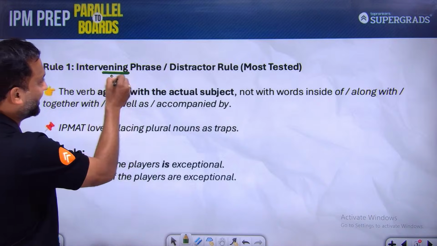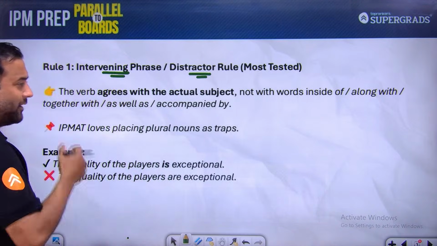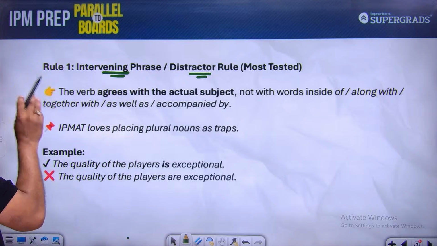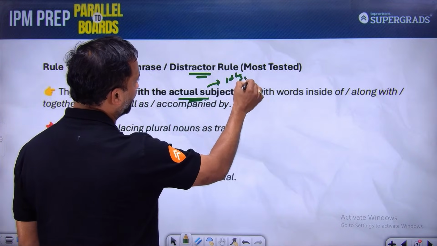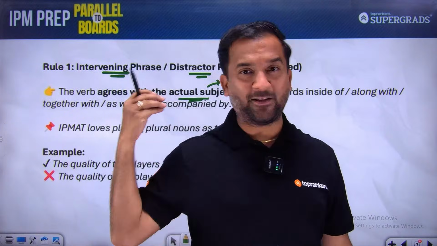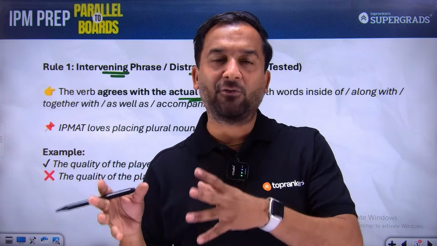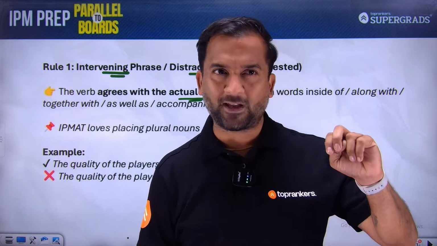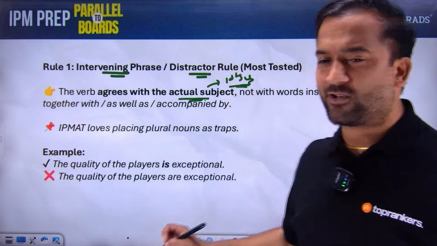Intervening phrase distractor rule, or something that I love calling the conjunction rule. Now when you have any of these conjunctions, students, the verb agrees with the actual subject, or you could say the first subject, because when we use these conjunctions, as the name suggests, it's a distractor rule. It distracts you from the main subject and you fall into the trap of thinking कि सर क्या second subject के according verb use कर लूँ, क्या proximity का use कर लूँ, which is of course not the right way of dealing with such questions.